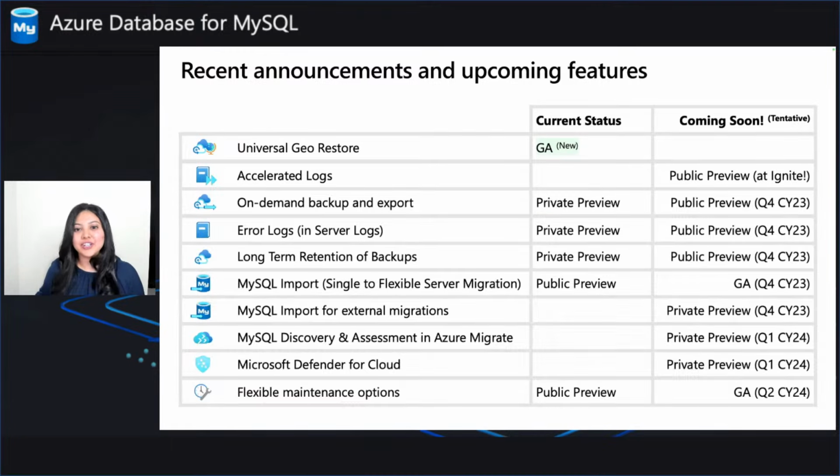Now, the next set of features, which are coming up in the upcoming months, is on-demand backup and export. This provides an ability to export at-moment physical backup of the server to Azure storage account, that is Azure Blob Storage, using Azure CLI. Once exported, these backups can be used for data recovery, for migration, for data redundancy and availability, or even auditing and other purposes.